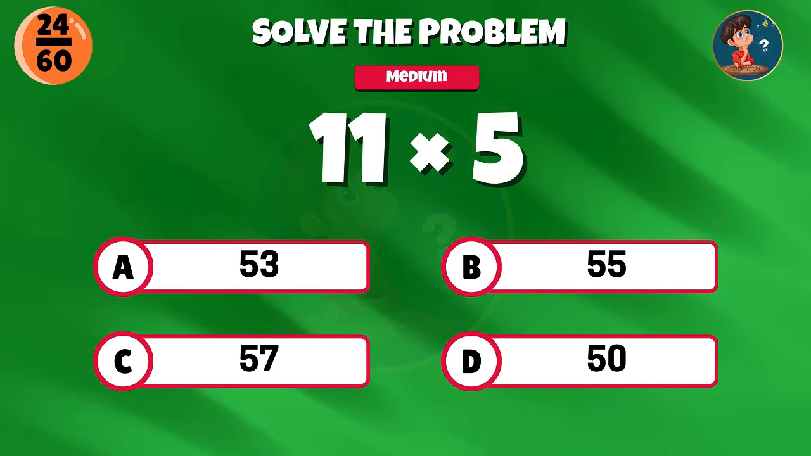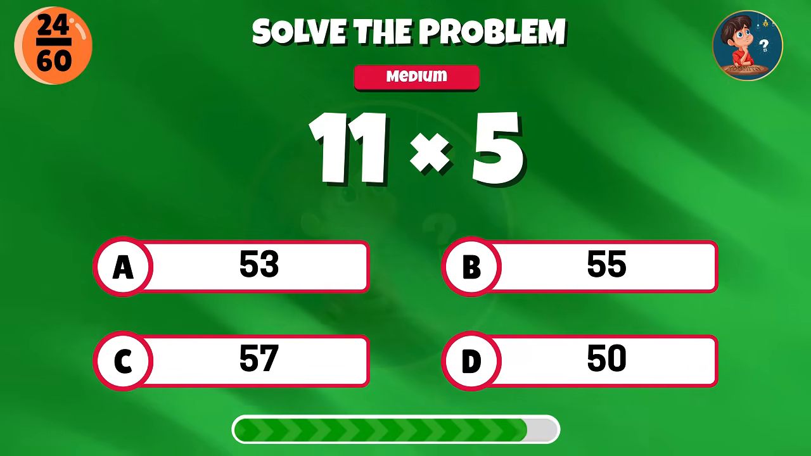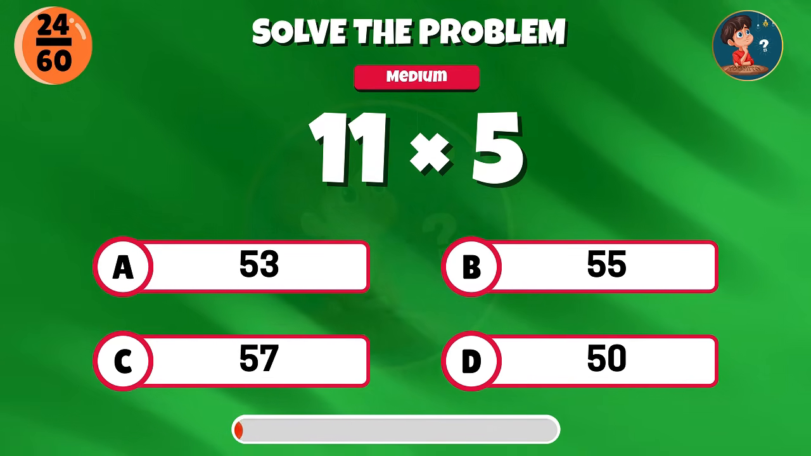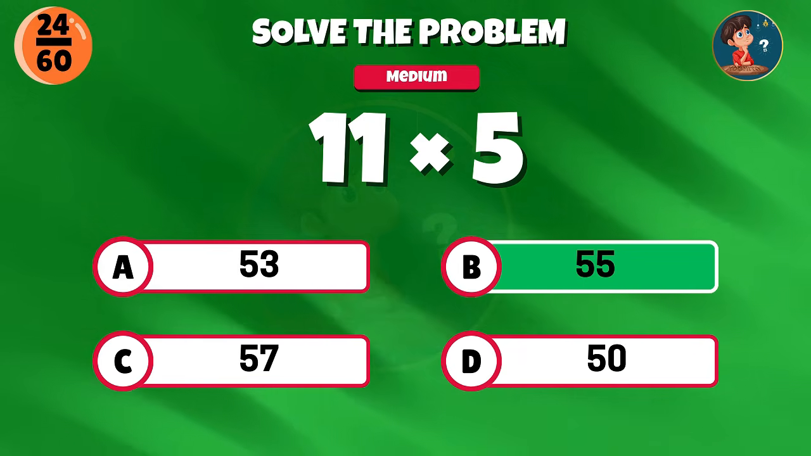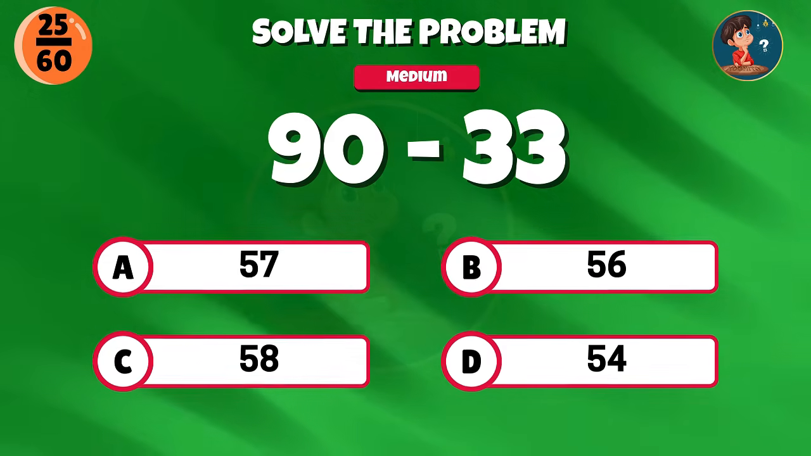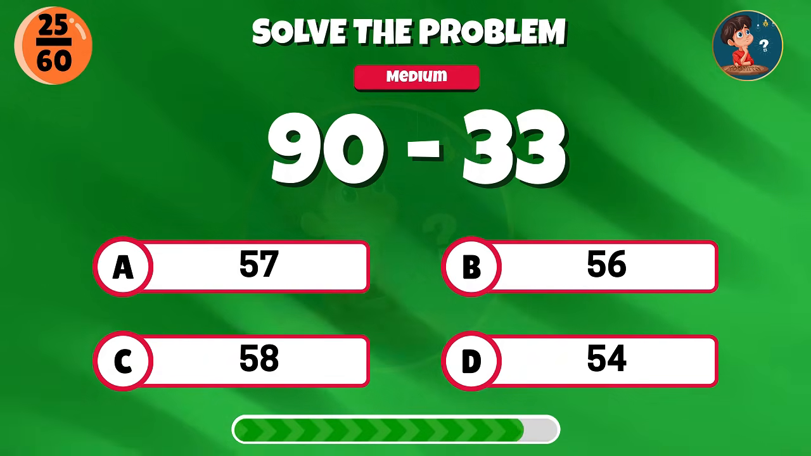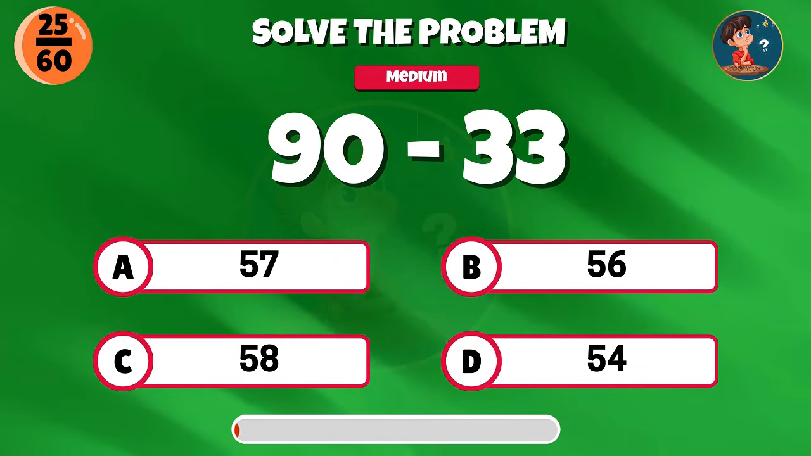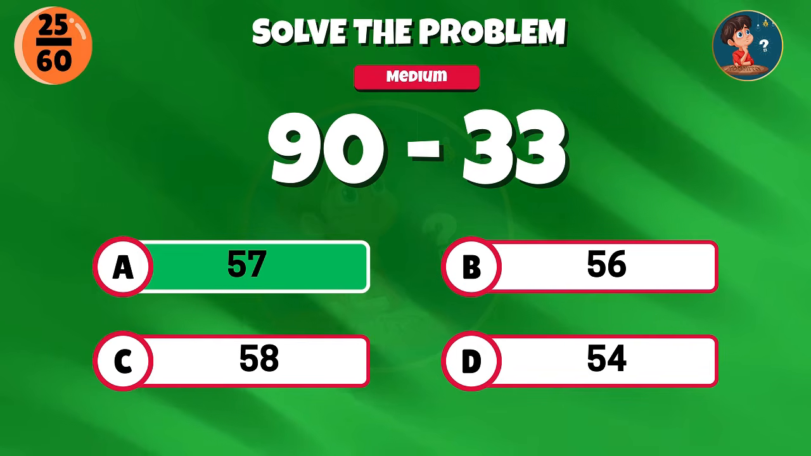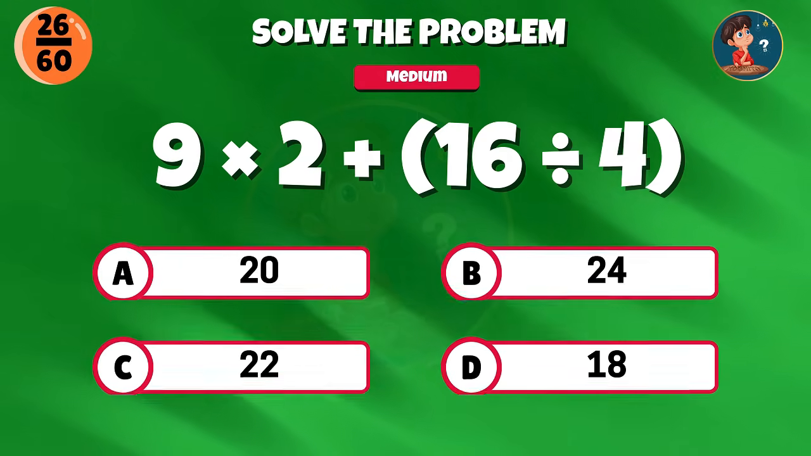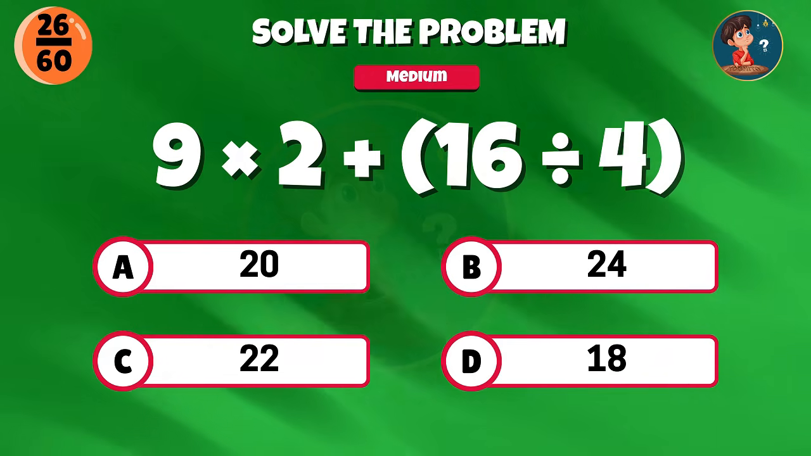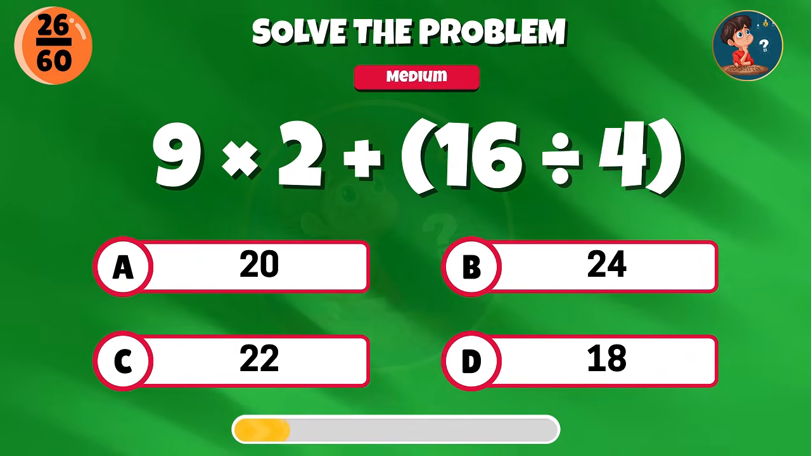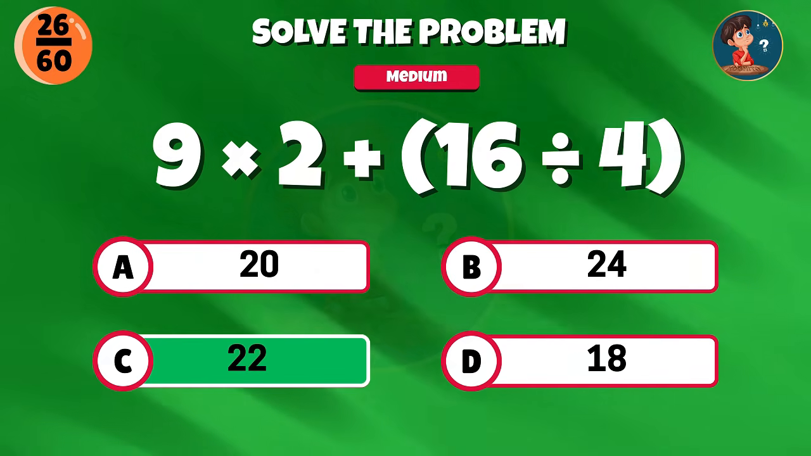Think first. 11 times 5. What do you get? Good call. That is 55. 90 minus 33 equals? That's right. You get 57. 9 times 2 plus 16 divided by 4. Correct. That is 22.